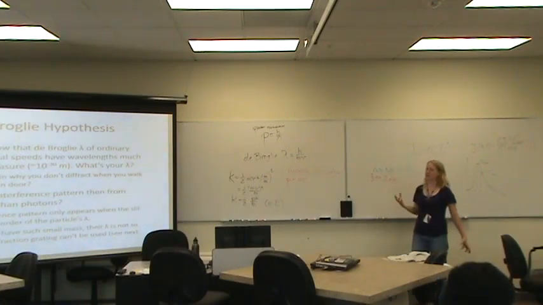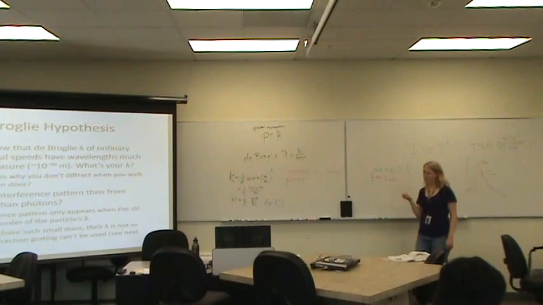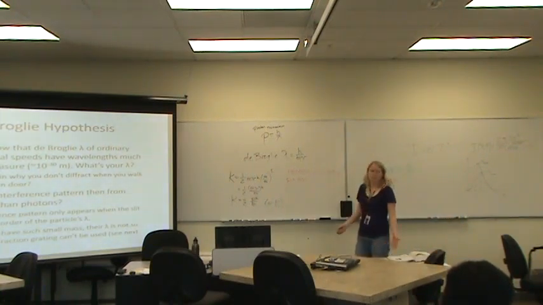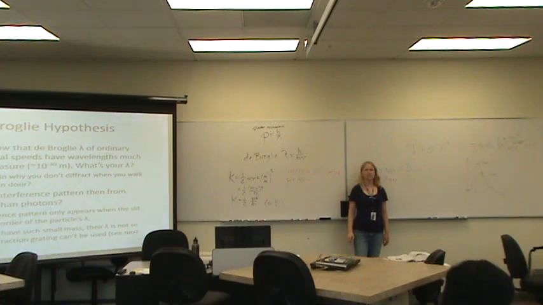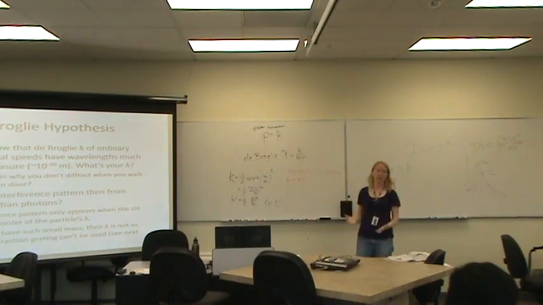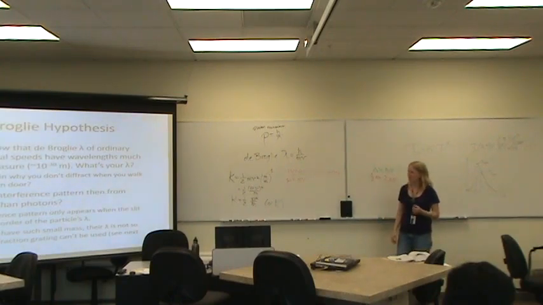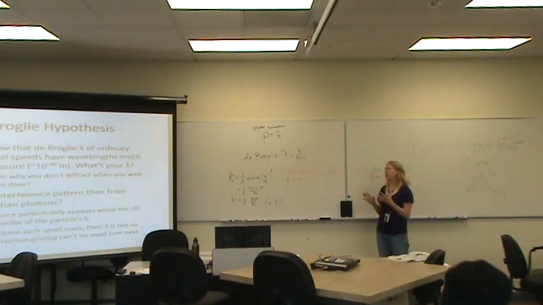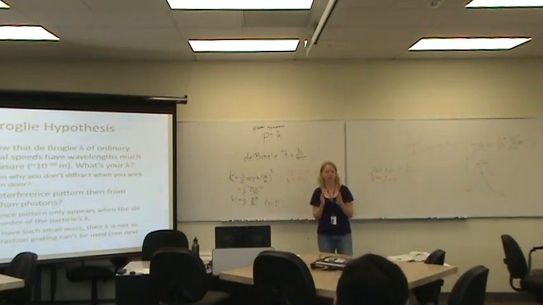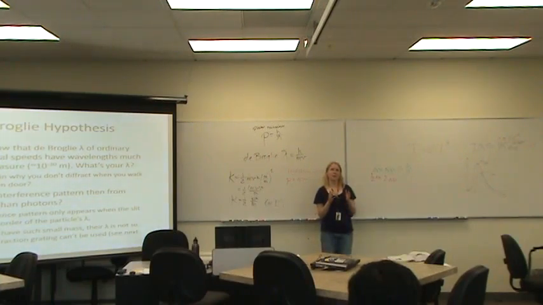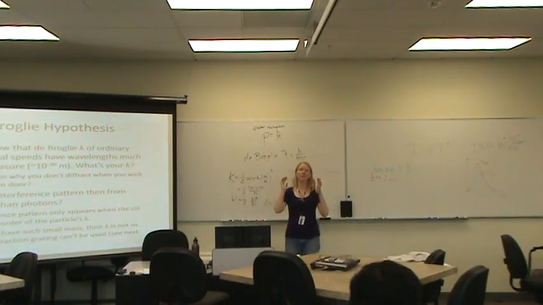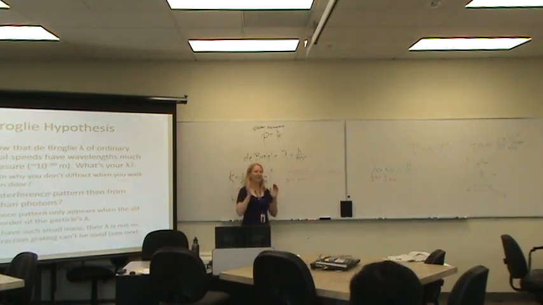But are there any particles that are small enough that they might actually fit through a slit? What do you guys think? Electrons are extremely small. They're the smallest particle we've dealt with so far. The de Broglie wavelength of an electron is big enough that you could create a slit that it could go through.